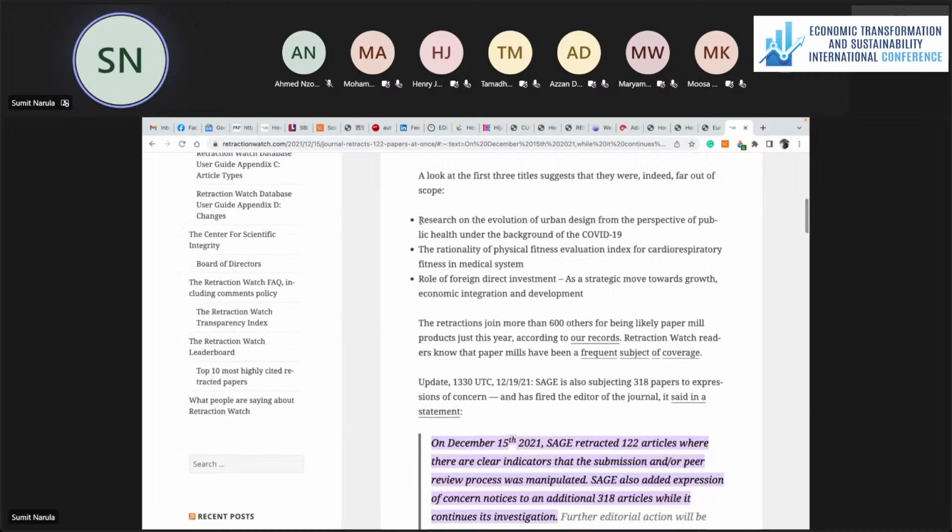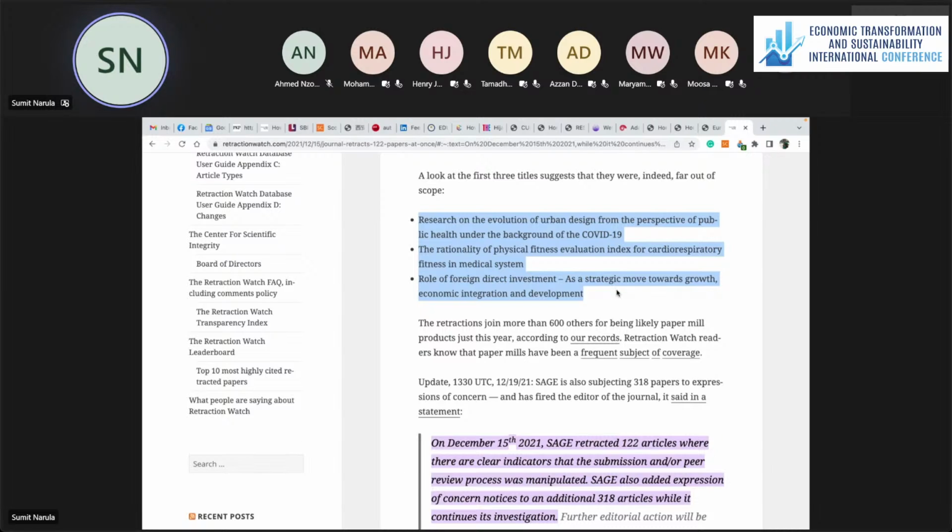But what were they publishing? Just look at these three titles. The first title, Research on the Evaluation of Urban Design from the Perspective of Public Health under the Background of COVID-19. This is not under the purview of the journal. The Rationality of Physical Fitness Evaluation Index for Cardiorespiratory Fitness in Medical System. That was not under the purview. Role of Foreign Direct Investment as a Strategic Move towards Growth, Economic Integration and Development. That was also not under the purview of the journal.